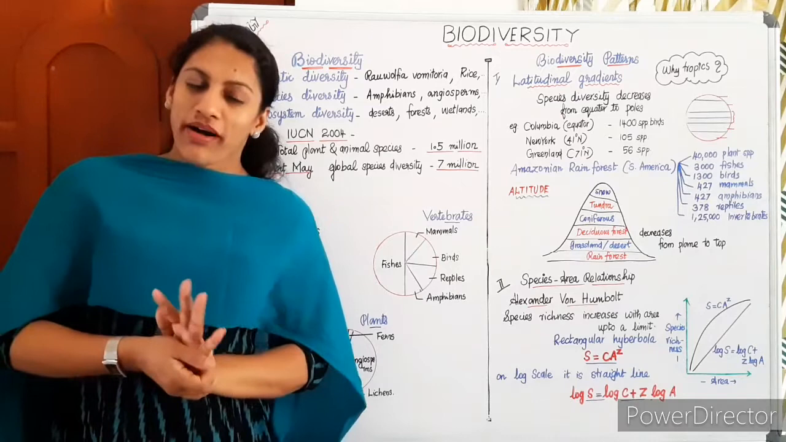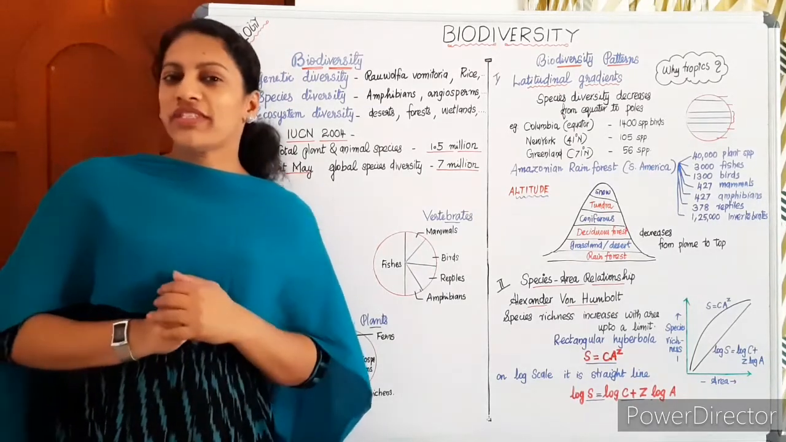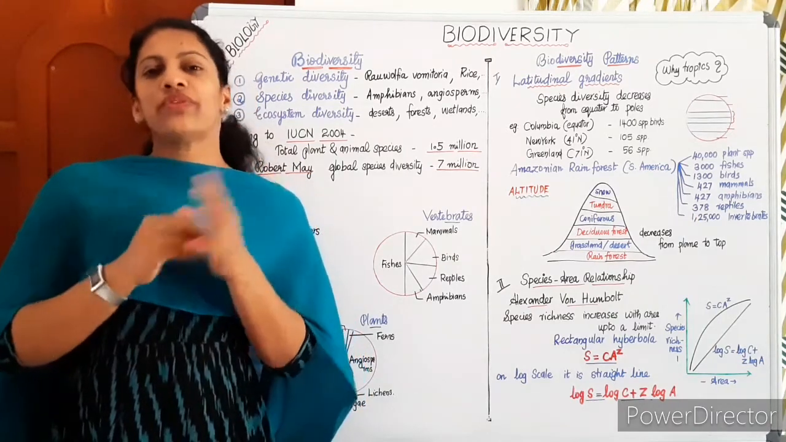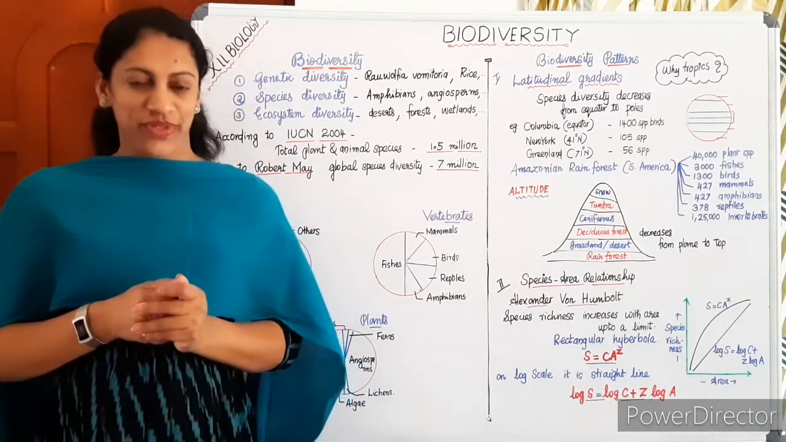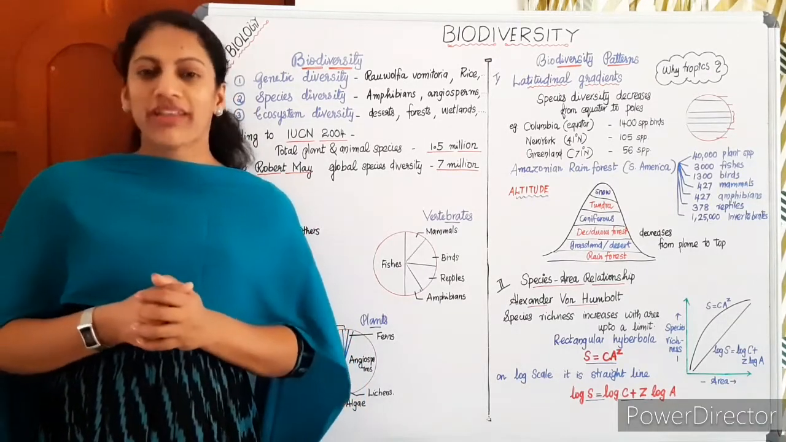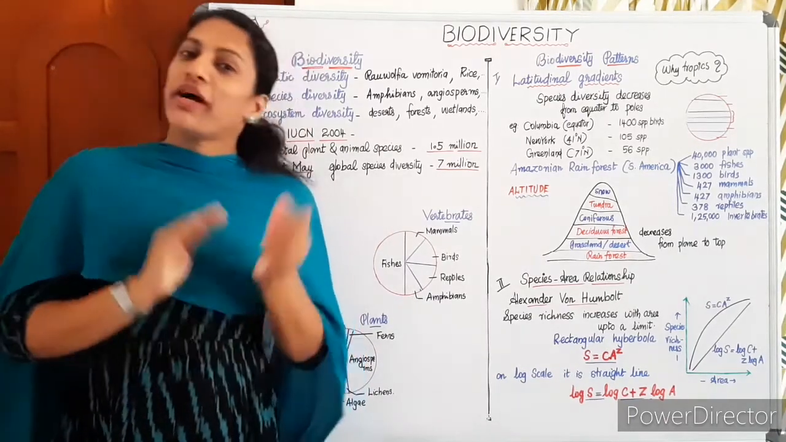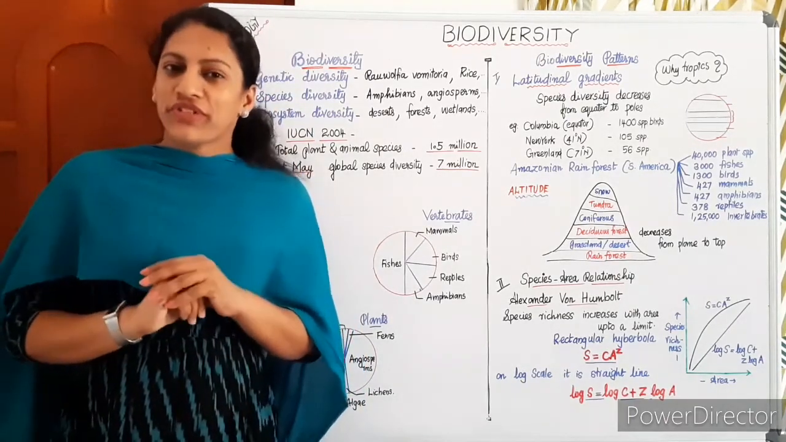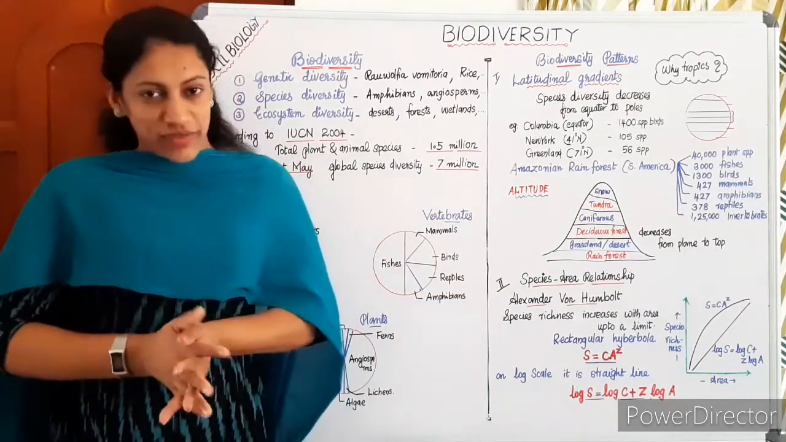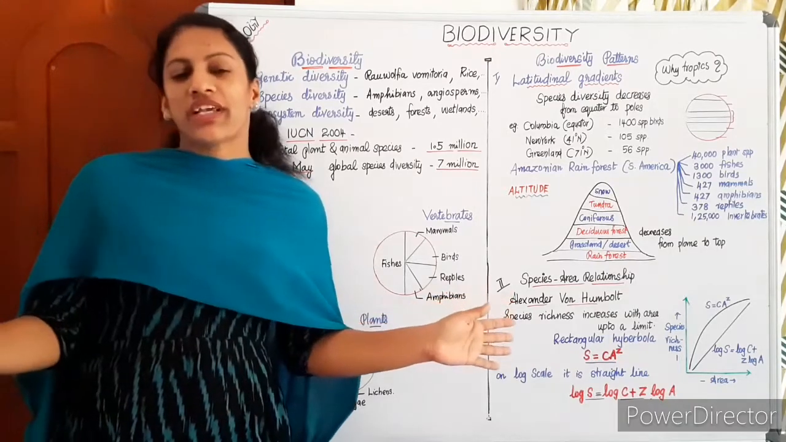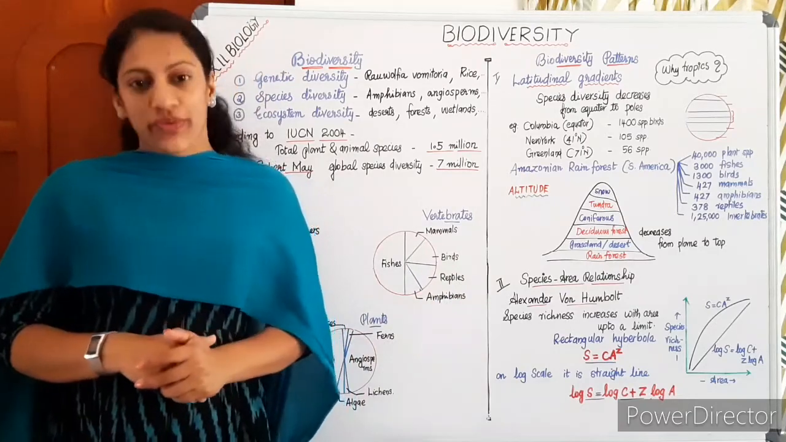You are familiar with what biodiversity is. You have learned already that biodiversity refers to the diversity, the variability among biological organisms. How many varieties of biological organisms are present? As you know, biodiversity simply refers to the diversity among biological organisms. At all levels of biological organization, the variability is what we speak of as biodiversity.